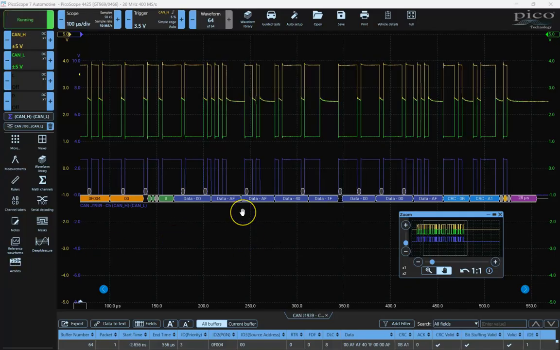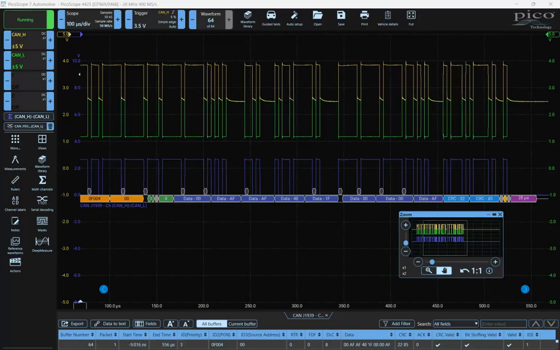Okay, so now I'm going to change the virtual engine speed. The engine speed uses these two bytes of data, defined by SAE as the bytes that contain the engine speed information. Right now I've got the engine running virtually at 1000 RPM. I'm going to increase it by 1 RPM. So now I'm running at 1001 RPM.